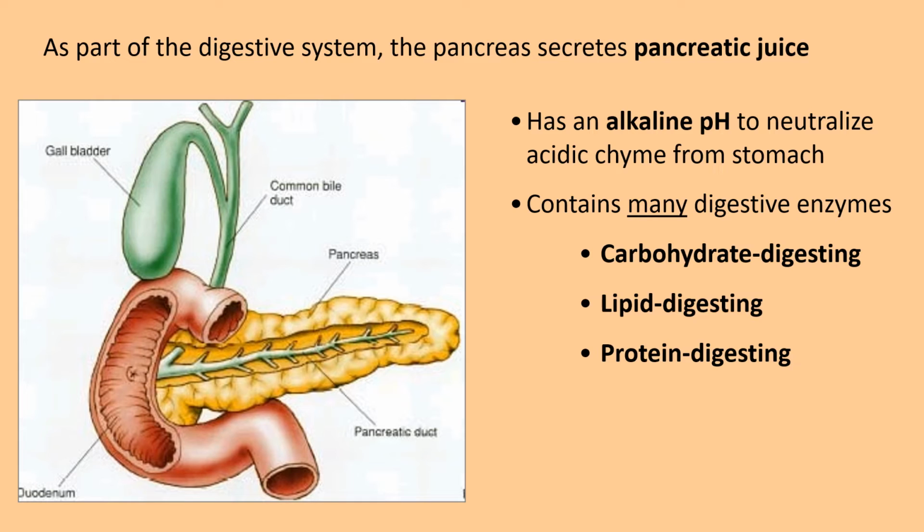So we have a different representation of the pancreas and the duodenum here. Also included on this image is the gallbladder and the bile ducts. So you can see that bile and pancreatic juice enter the duodenum at the same point. And pancreatic juice has an alkaline pH, as does bile. Bile also has an alkaline pH.